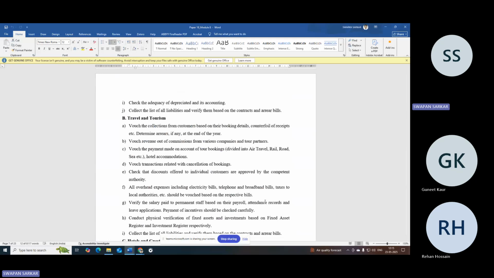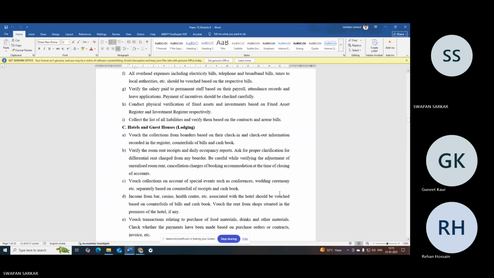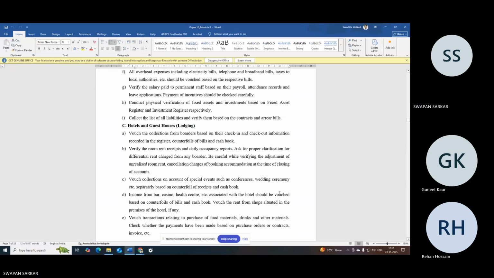Then all overhead expenses, including electricity, telephone, and broadband bills, taxes to local authority, etc., should be vouched based on the respective bills. Verify the salary paid to permanent staff based on their payroll, attendance records, and leave application. Payment of incentive should also be given to them. Conduct physical verification of fixed assets and investment based on fixed asset register and investment register respectively. Collect the list of all liabilities and verify them based on the contracts and arrear bills.